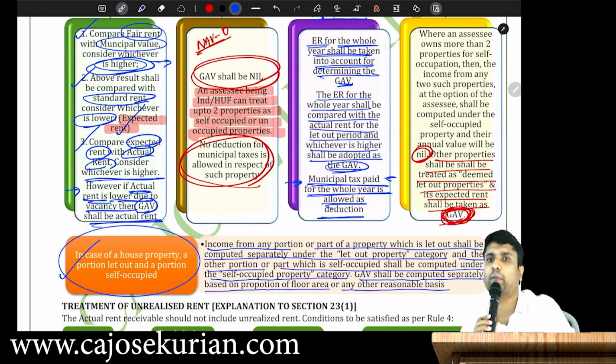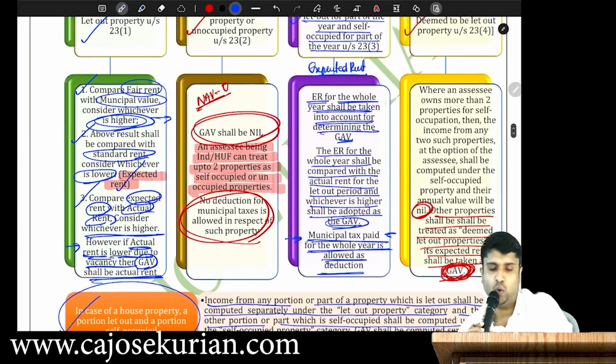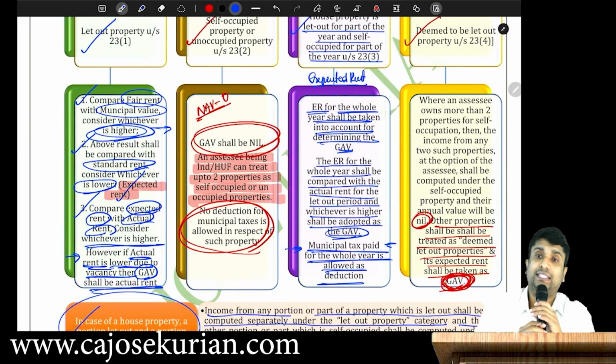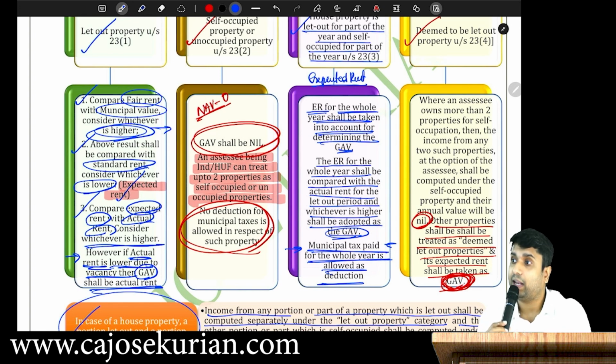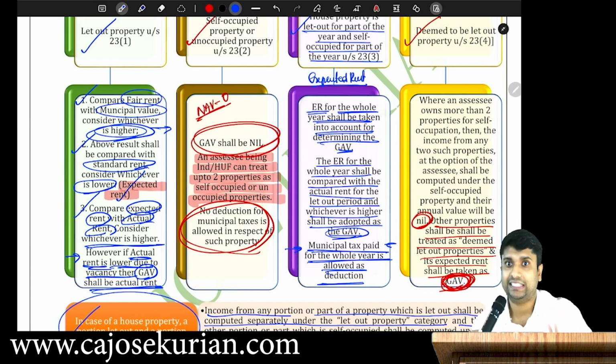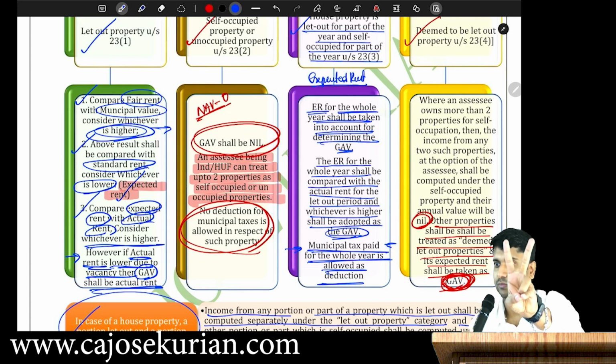Which is the second type of property? Self-occupied or unoccupied property. The GAV, or we can say the NAV, shall be 0. A person can show up to 2 self-occupied properties or unoccupied properties. That doesn't mean 2 self and 2 unoccupied. Altogether 2, whether it is self-occupied or unoccupied. Are you with me?